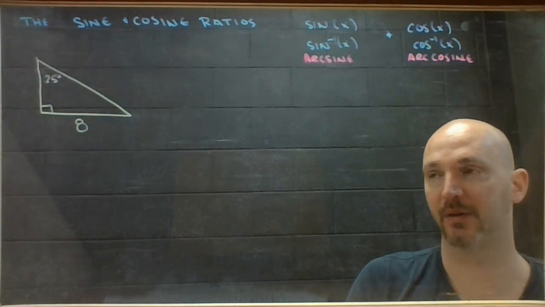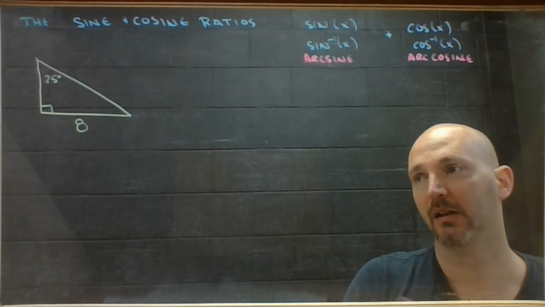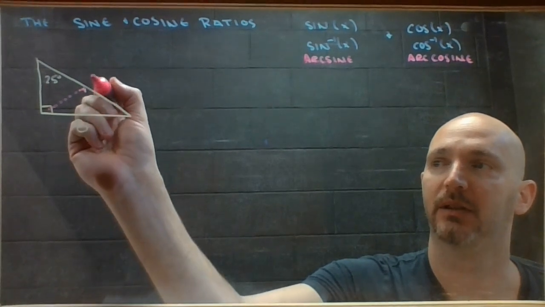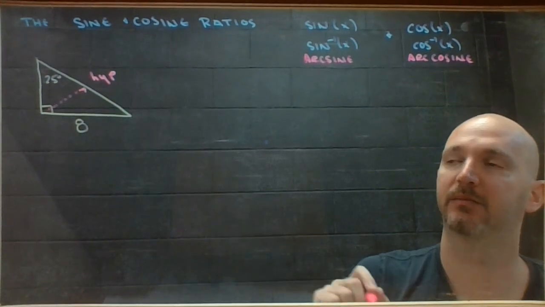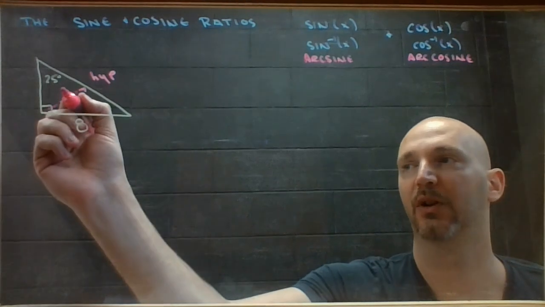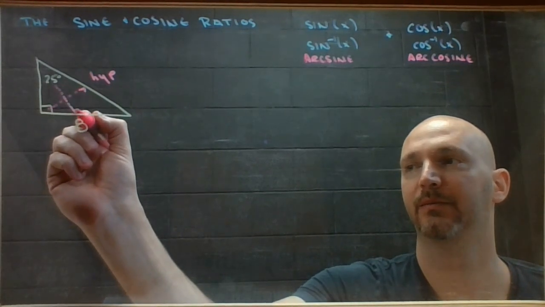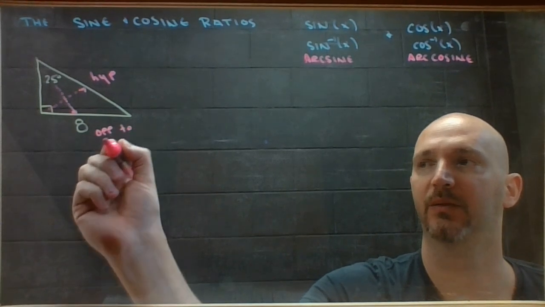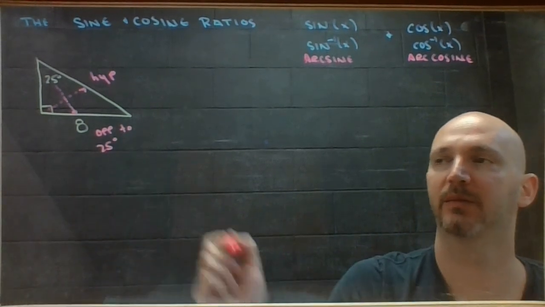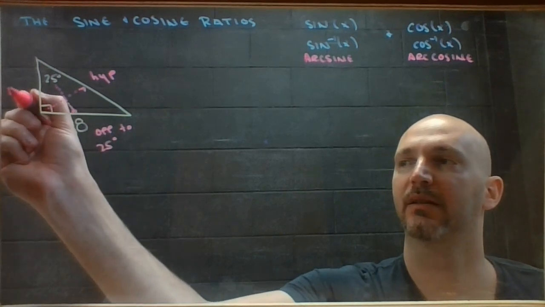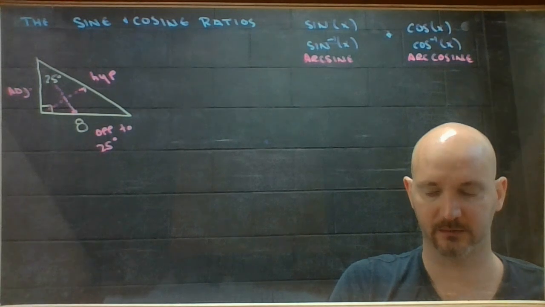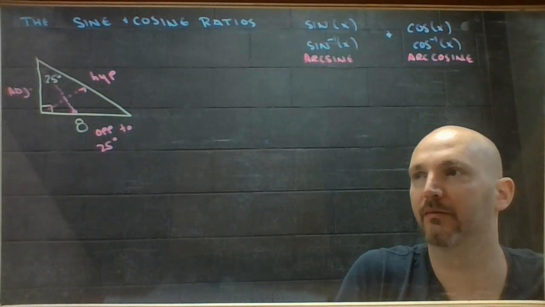Okay, so I've got a triangle here. I'm going to look across from my 90-degree corner. That's where my hypotenuse is. I'm going to look across from the angle I know. That's going to be my opposite side, opposite to 25 degrees, which means the side that's left is my adjacent side.